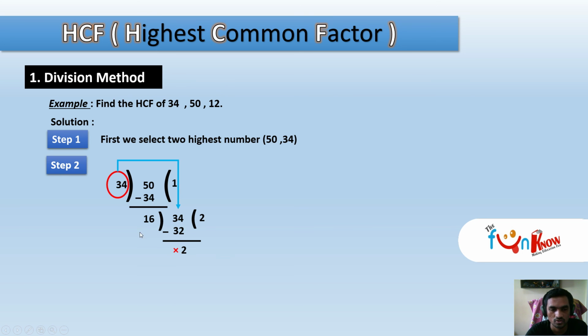So you will get the remainder 2. Now you will carry the number 16 from the previous step and carry it over here. Now you will take 16 and divide it by 2. So 2 multiplied by 8 is 16. So here 16 minus 16 and you will get 0. So this problem is ended over here, and now you have found out that the number 2 is the HCF of 50 and 34.